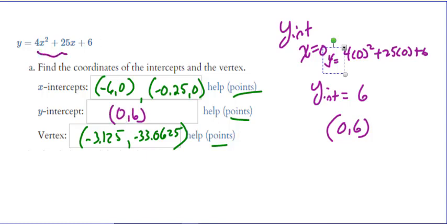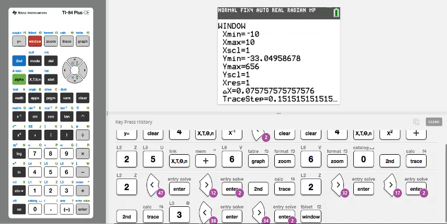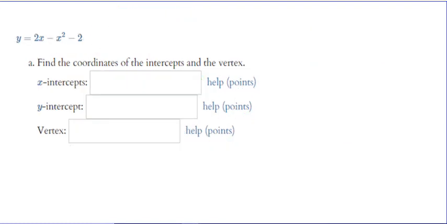If it's in standard form, which this is in standard form, your c, which is better known as a constant, will always be your y-intercept. Now, granted, my calculator doesn't look like that's at 6, right? But I want you to see something. My window limits for my y are negative 33 and 656. It's going to make a 6 appear very close to the x-axis. So that's why. But it's always this number right here. All right. Let's go do another.